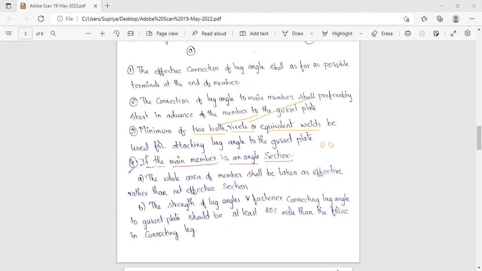Okay, and the fourth point, if the main member is an angle section. So this is the gusset plate, and for this we are connecting a main member like this, and this is an angle section. If it is an angle section, what are the points we have to remember? Let us see. The whole area of the member shall be taken as effective rather than the net effective section.